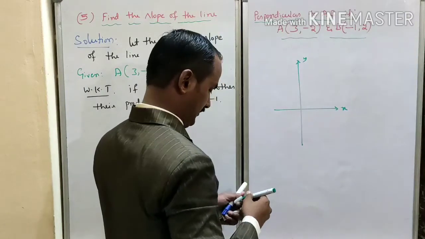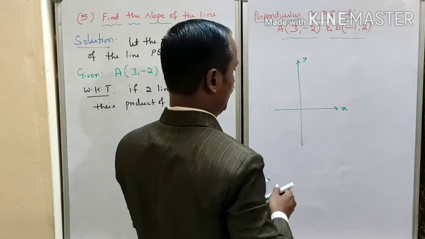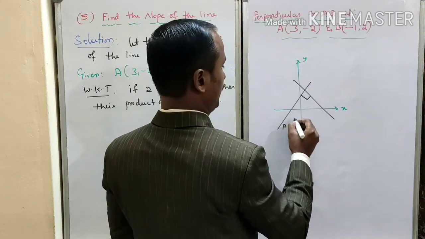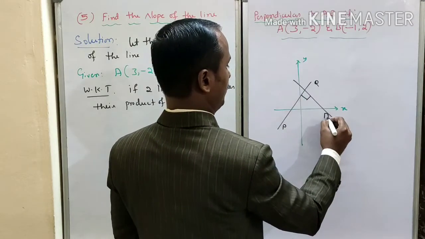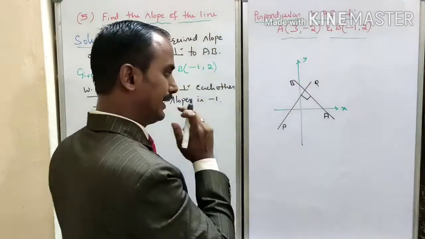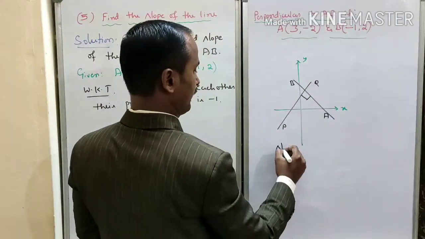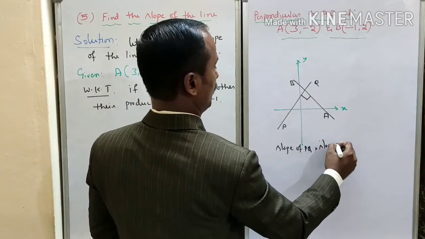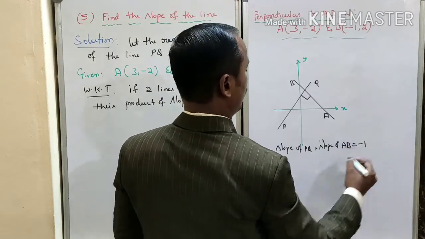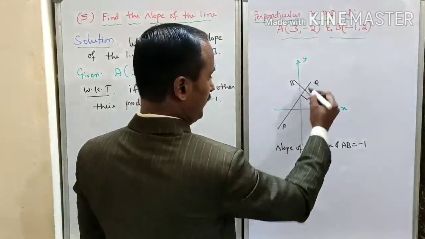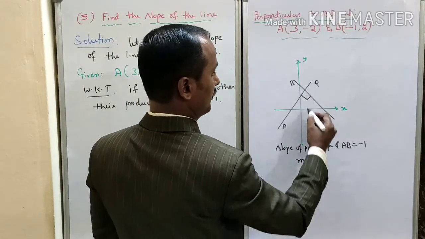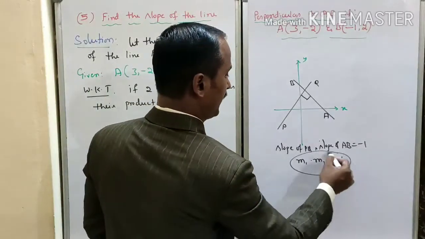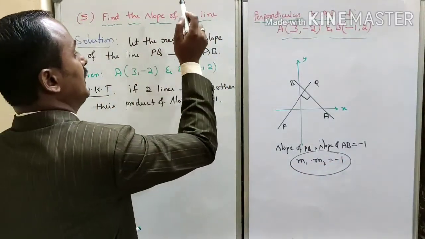According to this statement, look here: this is the x-axis, this is the y-axis, you know that. Here one line is there, here one line is there. These lines intersect at a right angle. This line is PQ, this line is AB. Understanding? Now, slope of PQ into slope of AB is equal to minus 1. I will name the slope of PQ as M1 and the slope of AB as M2, so M1 into M2 is equal to minus 1.